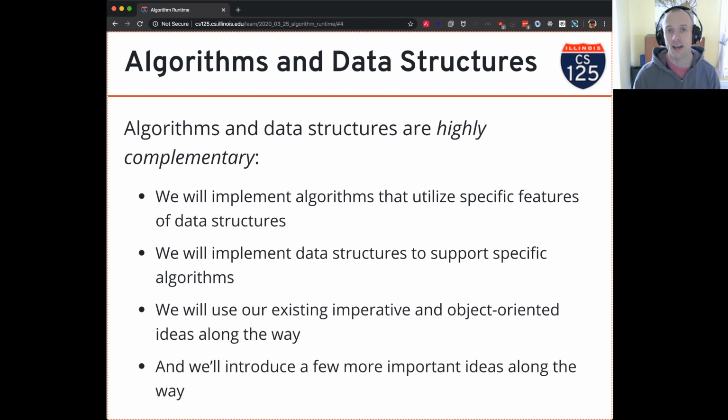And of course, we have a couple of new ideas that we'll introduce along the way, specifically today and over the next few classes: this idea of being able to talk with a certain degree of accuracy about how long a particular algorithm takes to solve a problem.